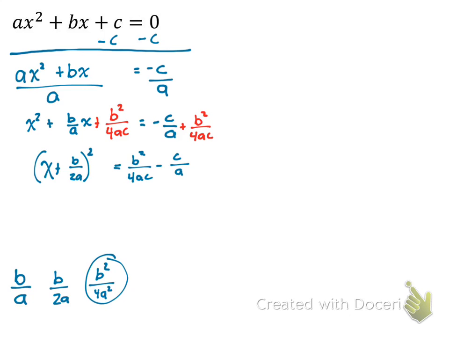Okay, so that was that step. Now the left side's already a perfect square. I could take a square root, but I want to clean up this right side before I move on, okay? Right now these two denominators are not the same, so I want them to be the same.